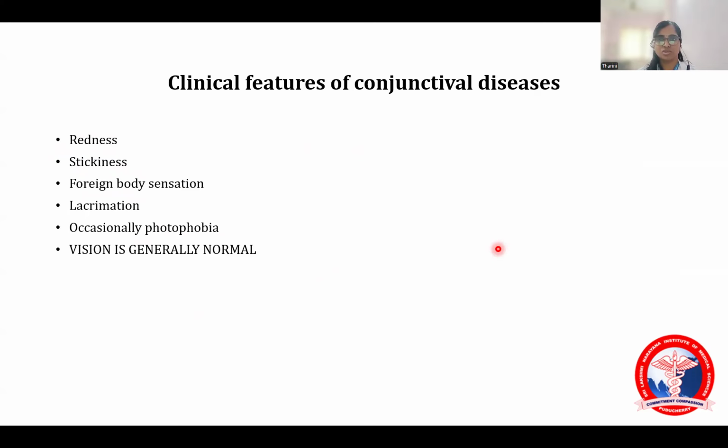Now we should know about conjunctival diseases. So what are the clinical features of certain conjunctival diseases? Whenever there is a disease in the conjunctiva, these are the common presenting clinical picture. The patient might have redness, stickiness, foreign body sensation, lacrimation, occasional photophobia, but vision is usually normal. Vision will get affected only when there is a corneal involvement.